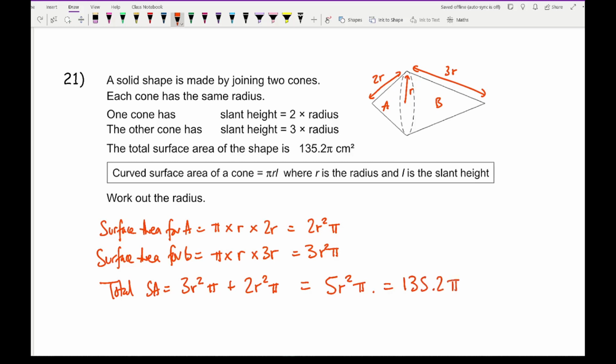Now that is all equal to 135.2 pi. As both sides have got pi, I can cancel those down. So I've got 5r squared equals 135.2. So r squared is 135.2 divided by 5, which gives me 27.04. So r equals the square root of that. Now you might be tempted to write plus or minus, but because r is a length, it can't be negative. So the answer then is 5.2, and that's in centimeters.